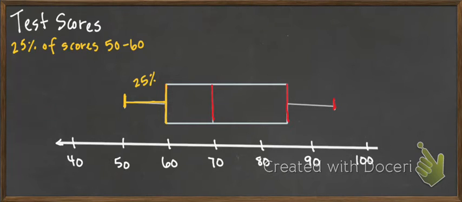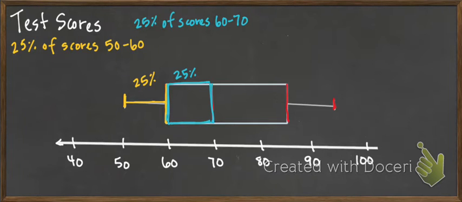The next section goes from quarter 1 to quarter 2, or we also call this the median. So it's this section right here. This section also contains 25% of the data. So I can say that 25% of my test scores were between 60 and 70.